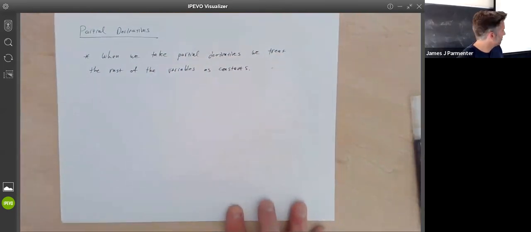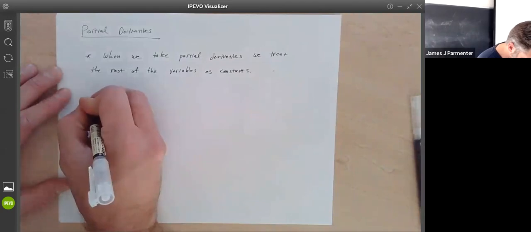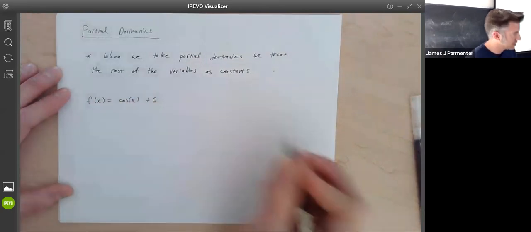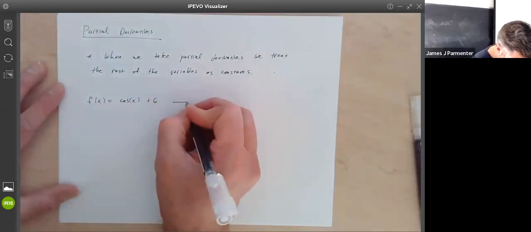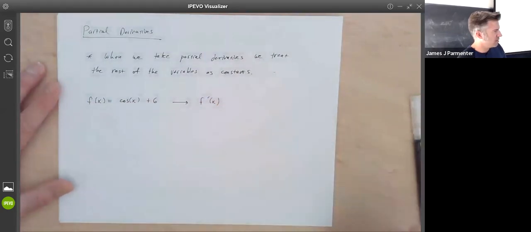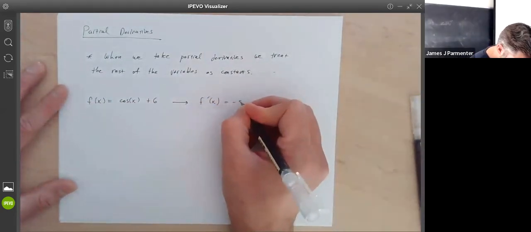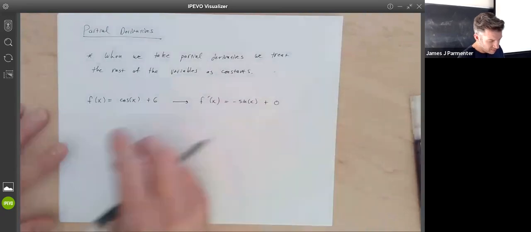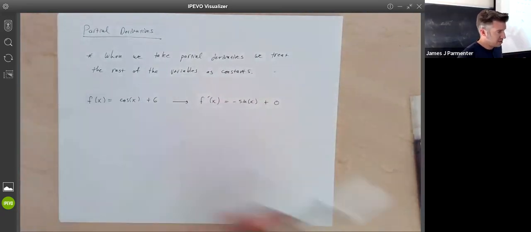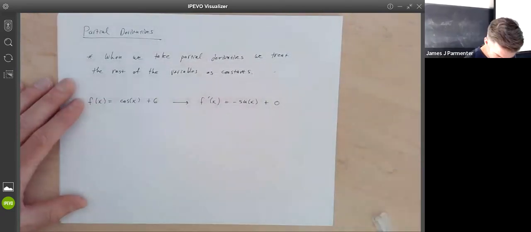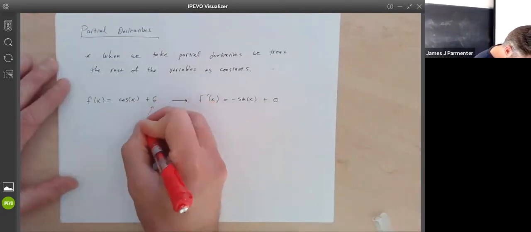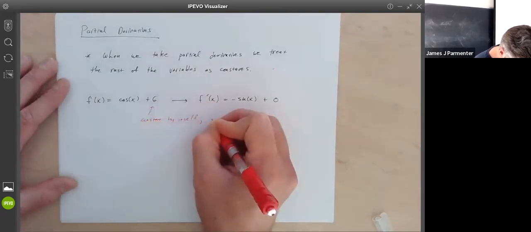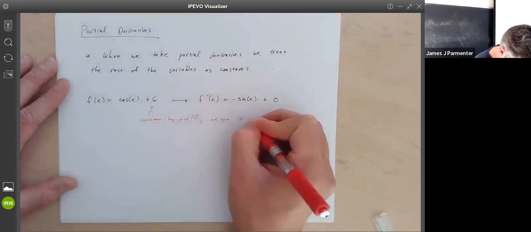So let's look at some very straightforward examples from 17a. What if our function was cosine of x plus 6? What's the derivative going to be? The derivative of cosine is negative sine of x. And what's the derivative of 6? When you have a constant added or subtracted all by itself, its derivative is 0.